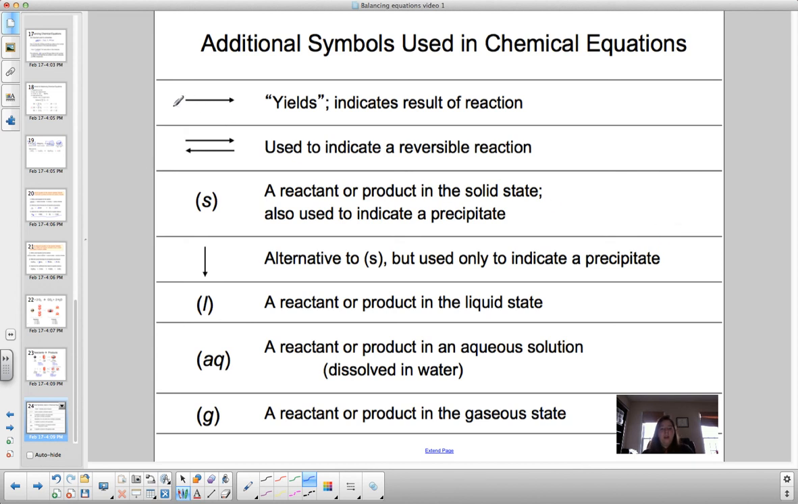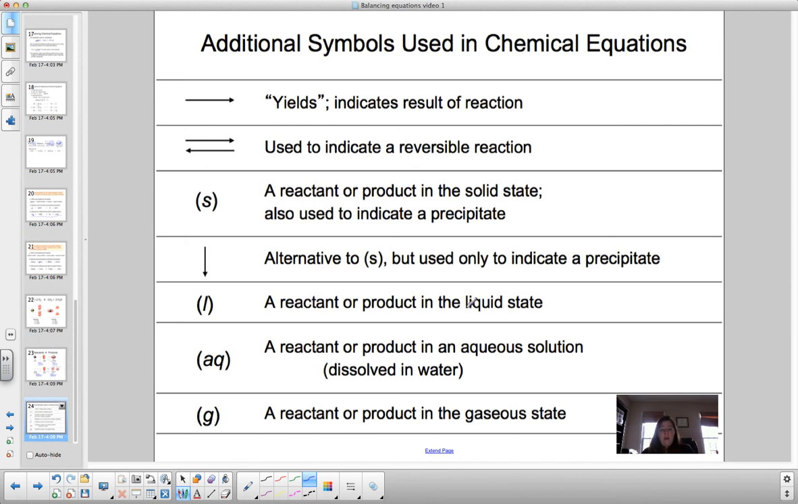But as a review and wrap up, if you see an arrow, it means yields. It's the result of a reaction. Eventually, whenever you talk about equilibrium and reversible reactions, you're going to use one arrow to the right, one to the left. That's more AP, so don't worry too much about that right now. Solid means it's in a solid state or a precipitate occurred, okay? You don't even worry about this one right now because it's not at our level.